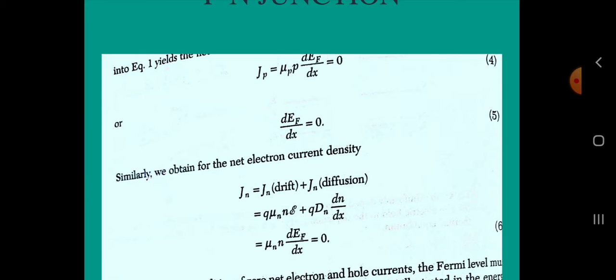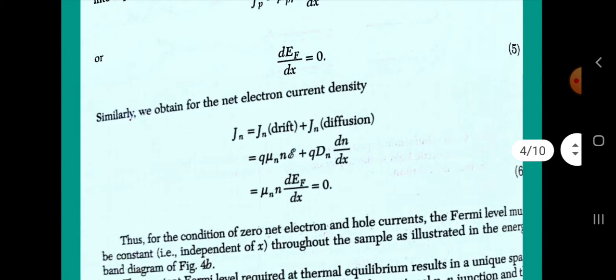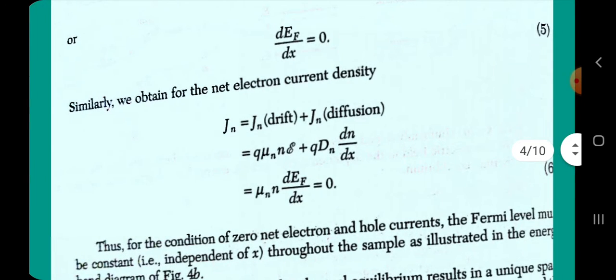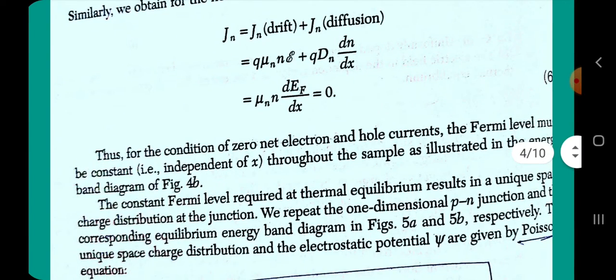So we obtain the net electron current density Jn is equal to Jn drift plus Jn diffusion. This is equal to q mu n n E plus q Dn dn by dx. So this is equal to mu n n dEf by dx, this should be equal to 0.